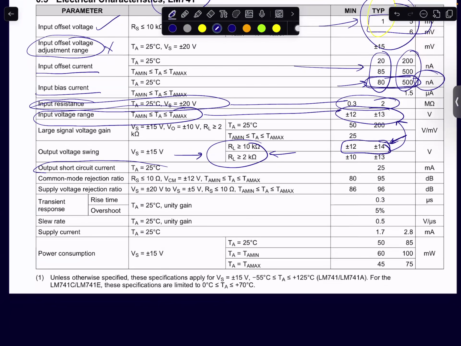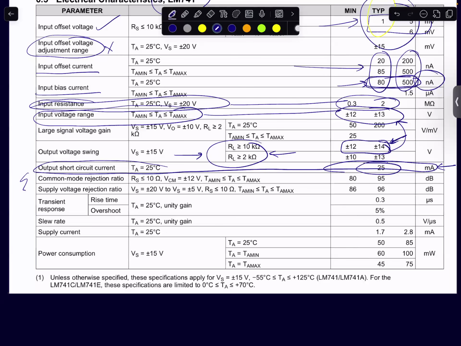Output short circuit current for a 741 is 25 milliampere. And you understand the significance of this. This tells you the maximum current that you can provide to your load. You can never exceed this number. If you want to exceed that number, you will have to do some modifications to your op-amp circuit. Either purchase an op-amp with a higher output current or add a BJT. An emitter follower will solve your problem.